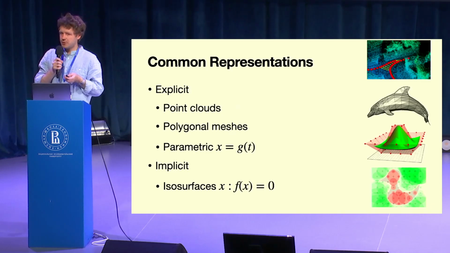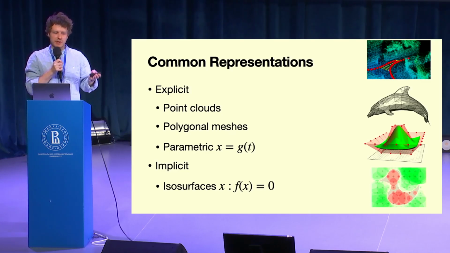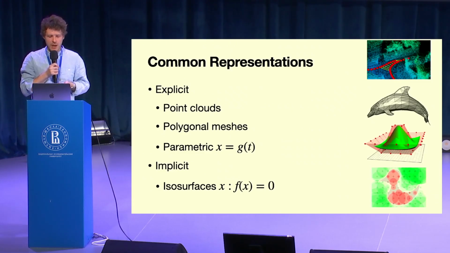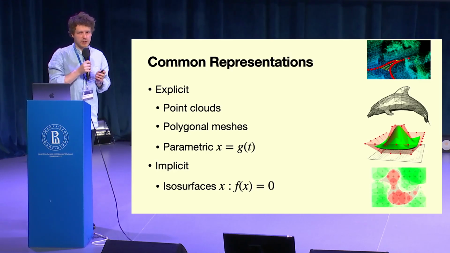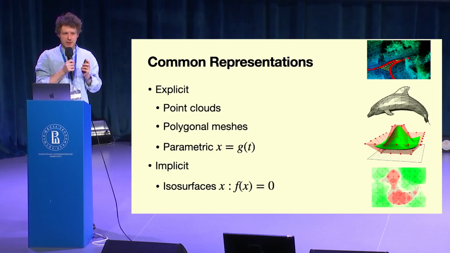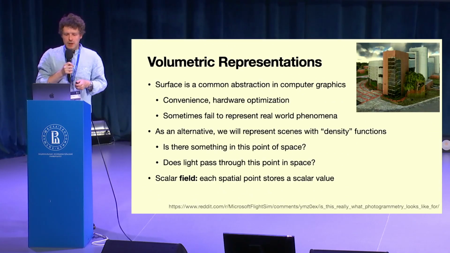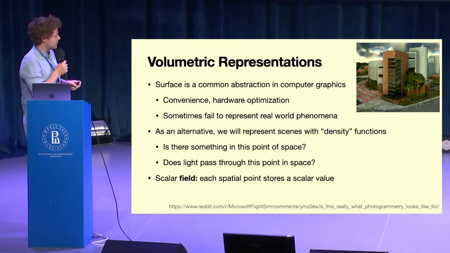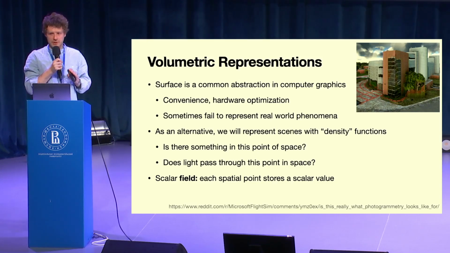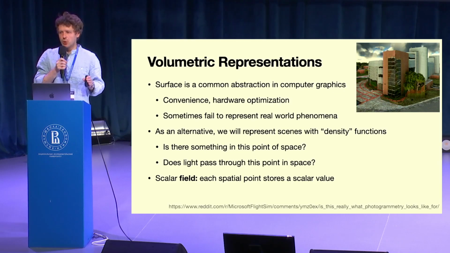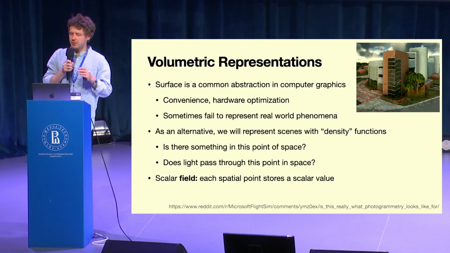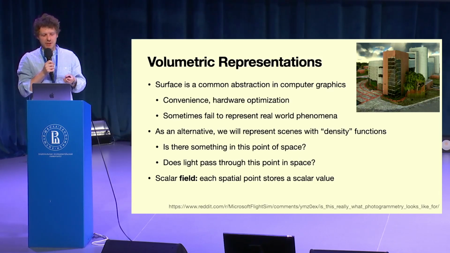The representations we're going to talk about are essentially implicit representations, but they are not isosurfaces. Well, because surfaces are an abstraction which has its own drawbacks. So today we're going to move on from an assumption that the object which we're trying to represent can be represented as a surface, and we will use so-called volumetric representations.